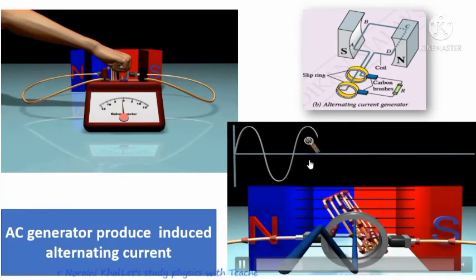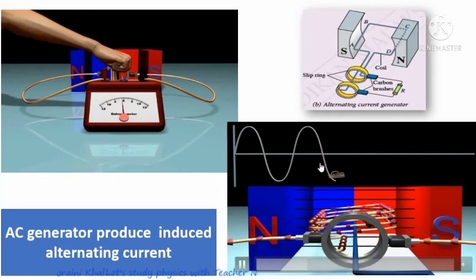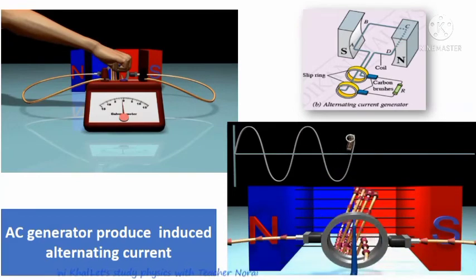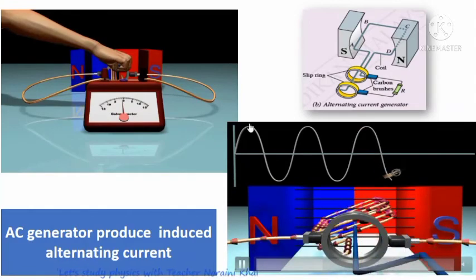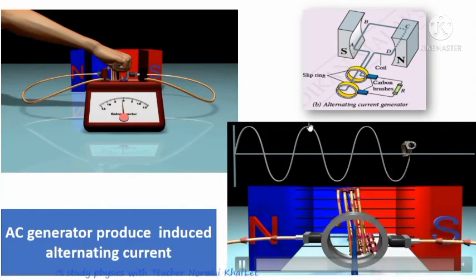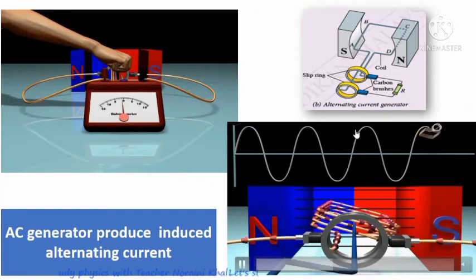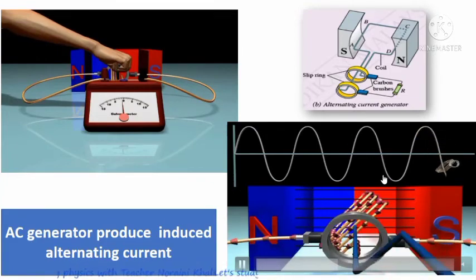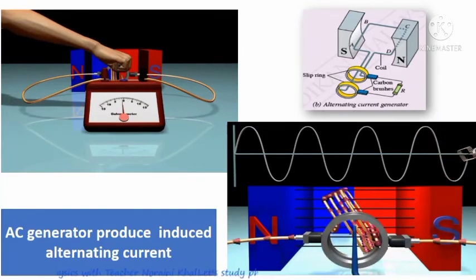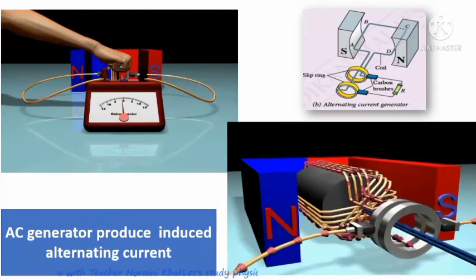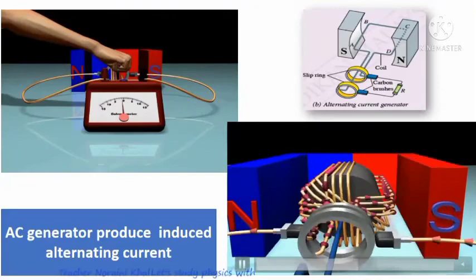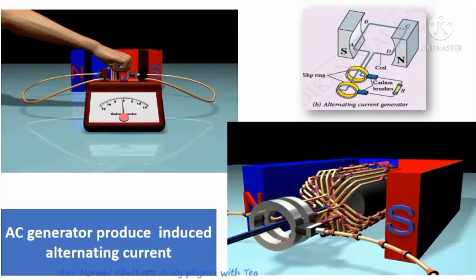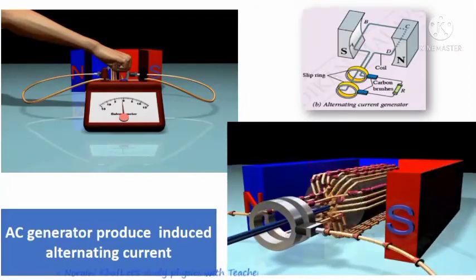If you are able to plot a graph to show how the magnitude of current flows in the external circuit, you will find this type of graph, showing that the direction of induced current always reverses every half rotation, or every half cycle. The type of current that always reverses its direction every half cycle is known as alternating current.